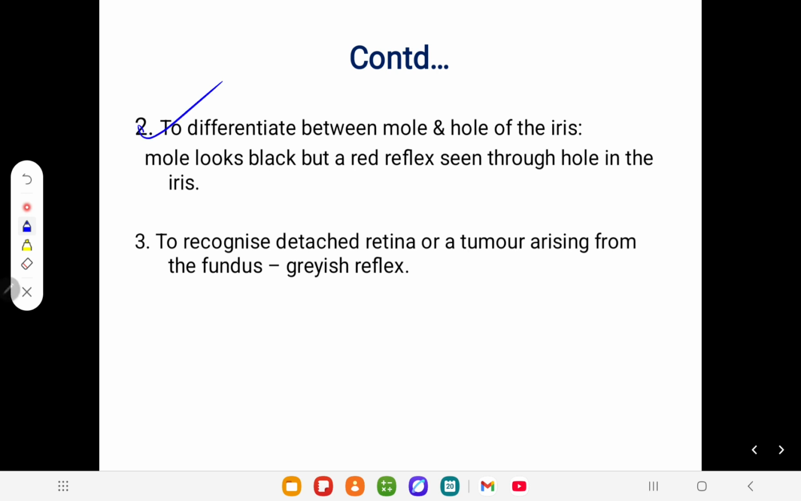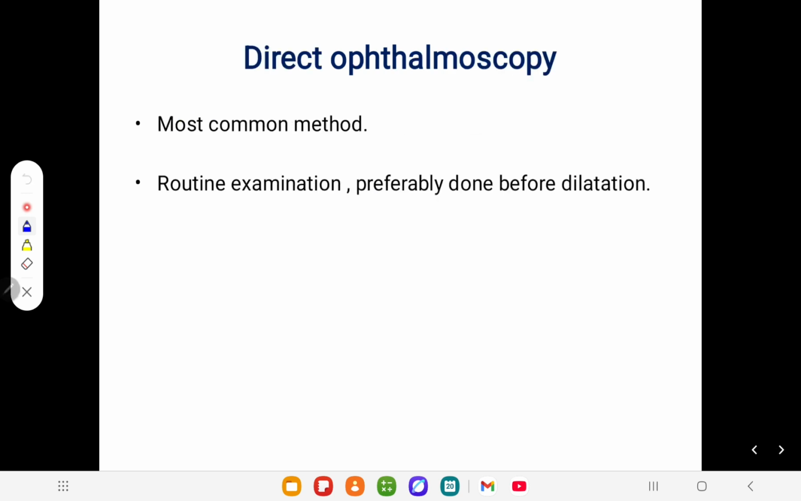Another use is to differentiate between moles and holes of the iris. If there is a hole, then there will be a red reflex, that is a retro reflex, isn't it? To recognize a detached retina or a tumor arising from the fundus, there is a grayish reflex. A whitish reflex can be there in case of cataract. It can also be there in case of, I forgot the name, a disease of the retina. Okay, let it be for now.